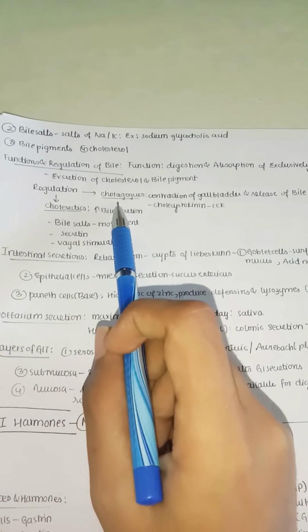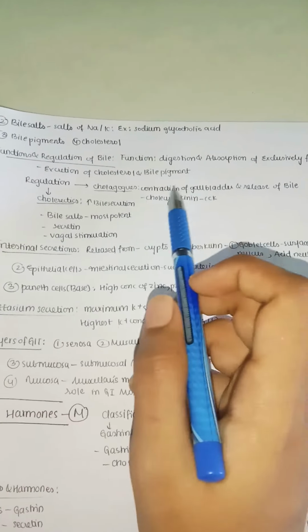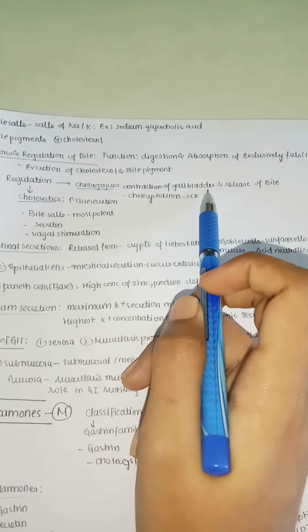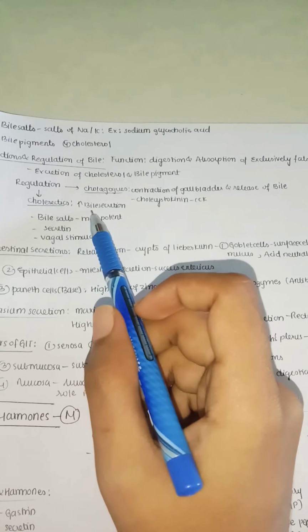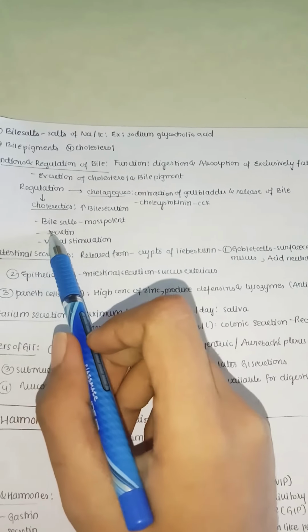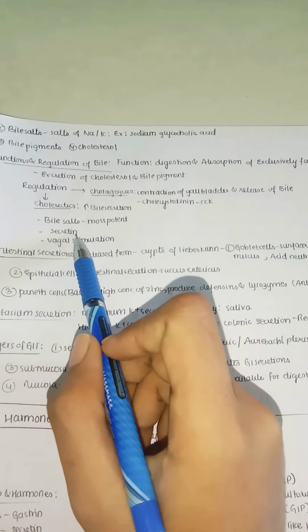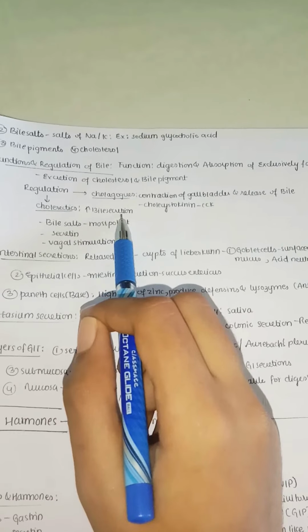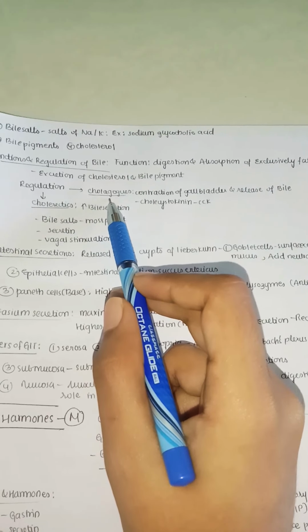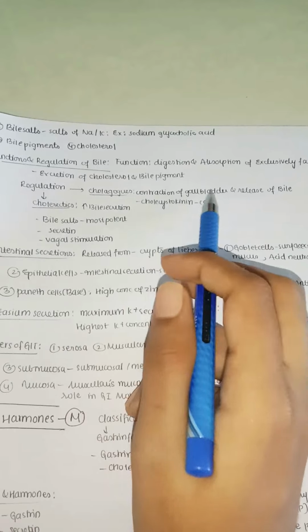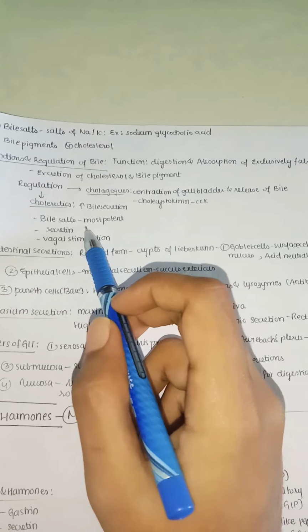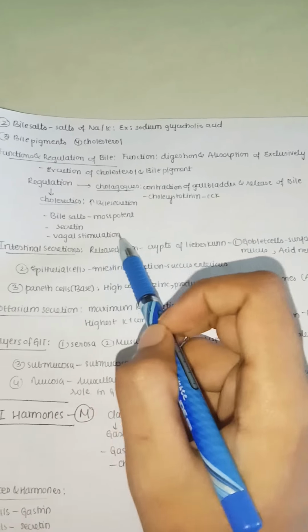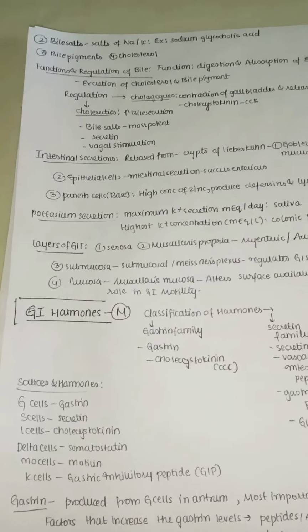So regulation is done by cholagogues and choleretics. Cholagogues cause contraction of the gallbladder and release of bile, that is cholecystokinin, and choleretics are those which increase the bile secretion. And bile salts are the most potent, and secretin and vagal stimulation. These are all the choleretics which increase the bile secretion. And cholagogues are those which lead to contraction of the gallbladder. So of course we have cholecystokinin in cholagogues, and in choleretics we have bile salts, the most potent one, and secretin and vagal stimulation.